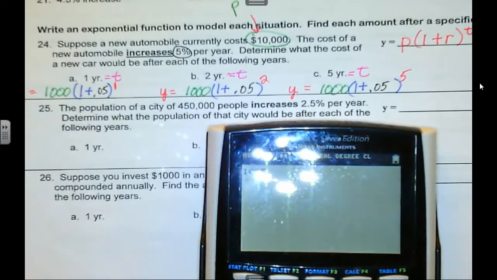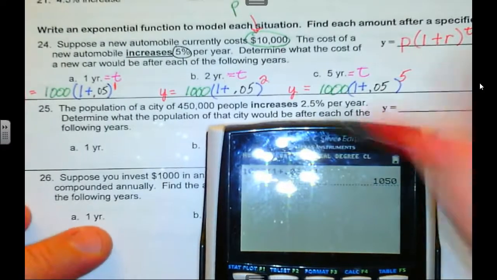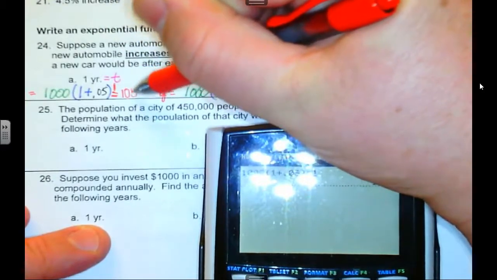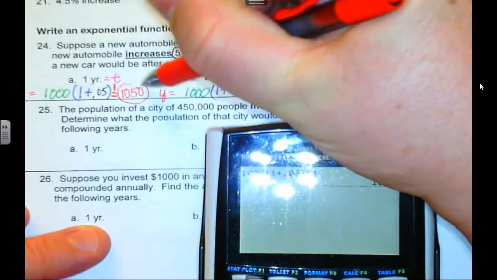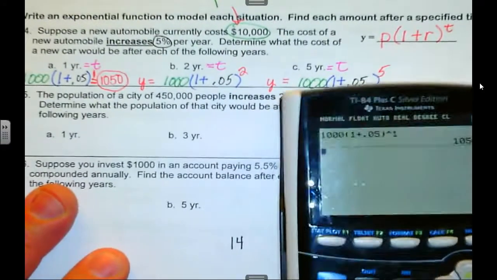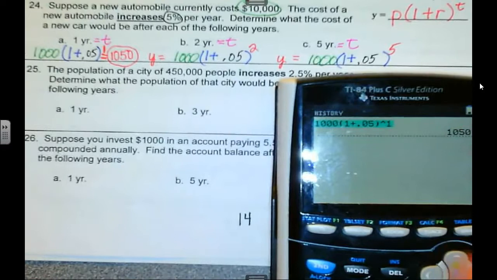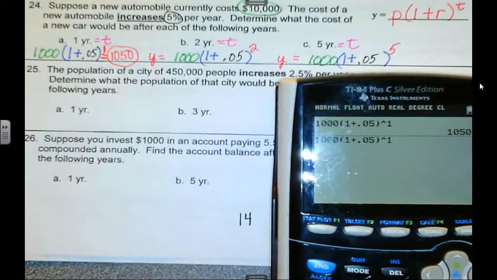Okay, 1,000, parenthesis, 1 plus 0.05, raised to the 1. Hit enter. So the first one's 1050. Second one, now, oh, I'm sorry, there's a blur on this. I'm not sure if your calculators do this. Try going up here and see how it's highlighted. Hit enter again, and it copies that formula over.